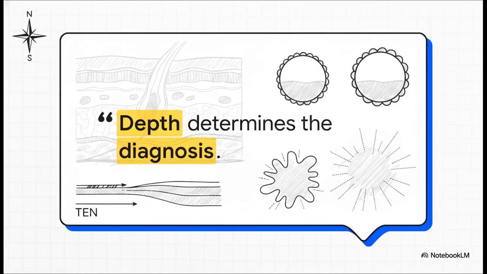So, as we wrap up this explainer, let's circle back to our golden rule. Depth determines the diagnosis. Visualizing that anatomical depth is your absolute best defense against test writer traps. Whether you're comparing the superficial mucosal sparing of SSSS against the deep epidermal sloughing of TEN, or checking for the sharp borders of erysipelas versus the deep fade of cellulitis, depth is your North Star.